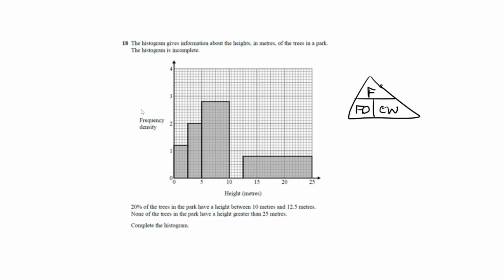FD is obviously frequency density. You can see on the y-axis, class width, which is the width of each of these bars on the x. So if 20% is missing, we could work out the rest of it to be 80%, couldn't we? So I would probably work backwards to find the frequency of each of these bars and then add them up and go, well, that equals 80%.